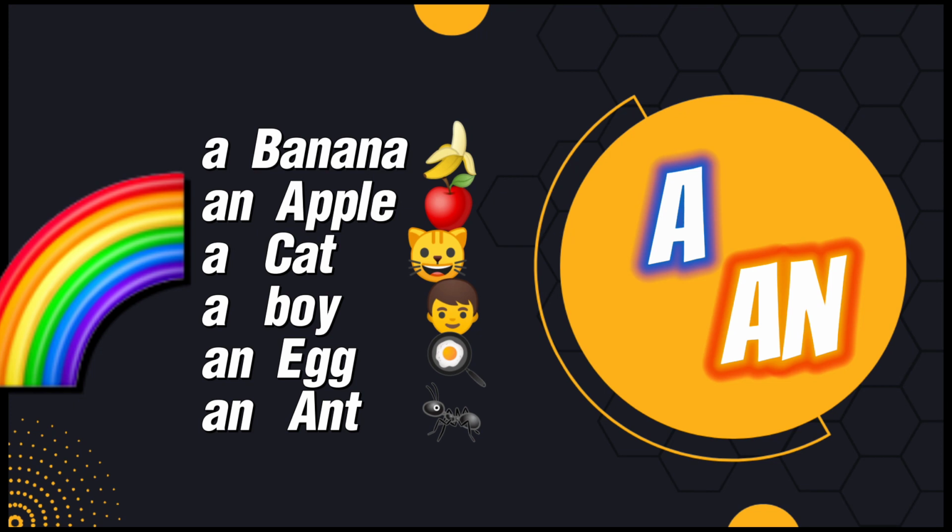A banana, an apple. Keep in mind that when you have an in front, it has to sound almost like one word. An apple, a cat, a boy, an egg. Again, it sounds like one word, an egg, an ant. Now move to the next topic.